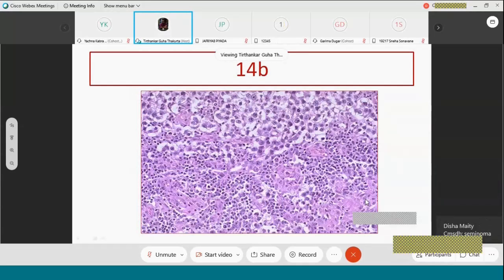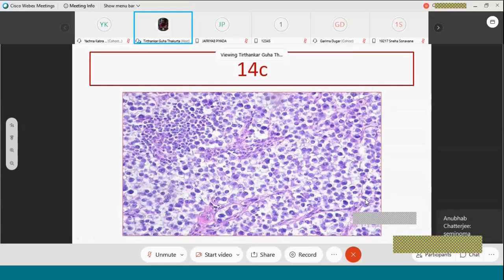So what is this tumor that we are talking about? Very good. Seminoma, the commonest tumor of testis. Clear cell, vesicular nucleus, forming sheets, separated by fibrous septa and infiltrated by lymphocytes. So this is seminoma testis.